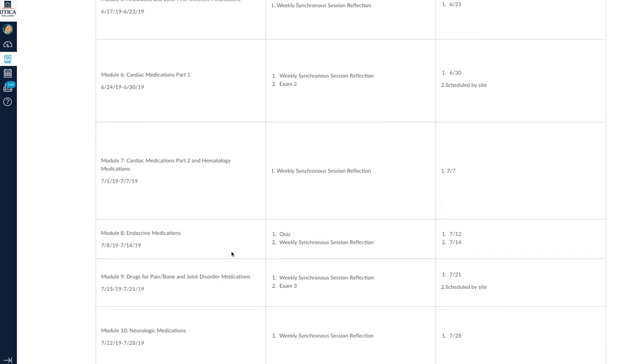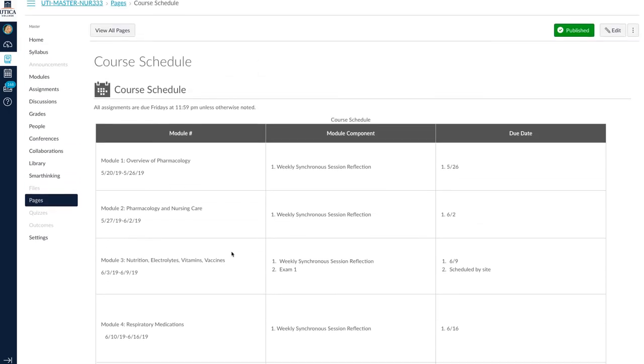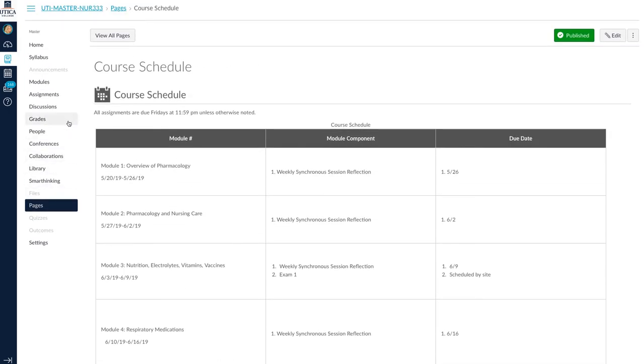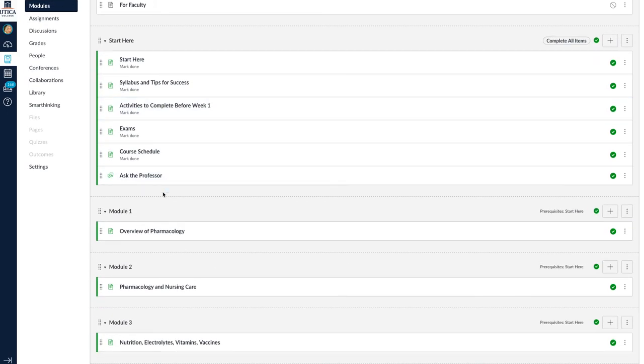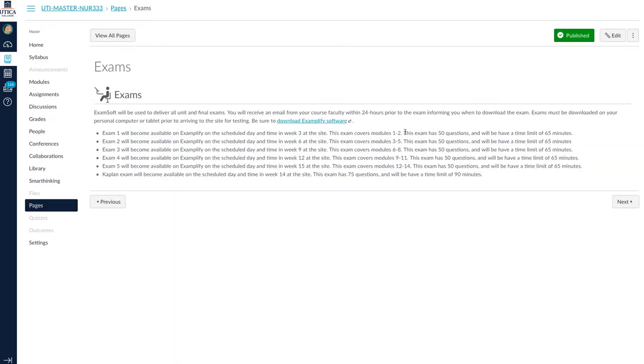You know when your exams are, you know when your assignments are, and everything will be set up and organized in a way that hopefully helps you get it. As you go back here in each of the modules, you have all of these areas here. You have Ask the Professor, you have the area with your exams where you click on here and it's going to tell you Exam 1 covers modules 1 through 2. Exam 2 covers modules 3 through 5. So it breaks it down. There are 50 questions. You have 65 minutes. So it hopefully will make sense for you.